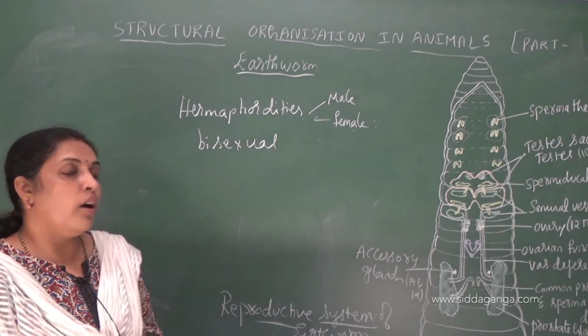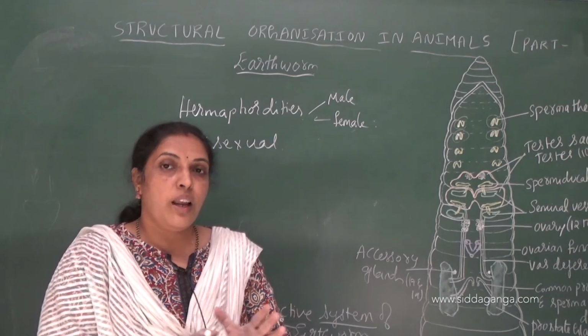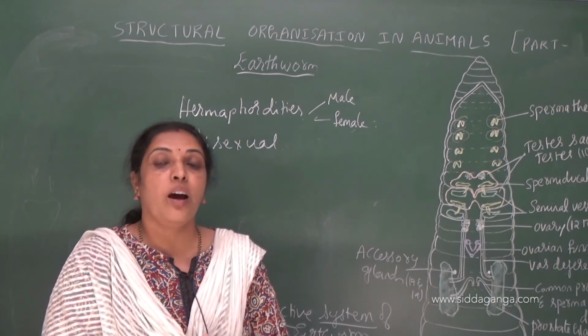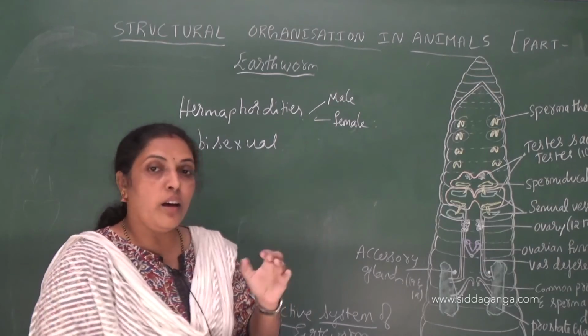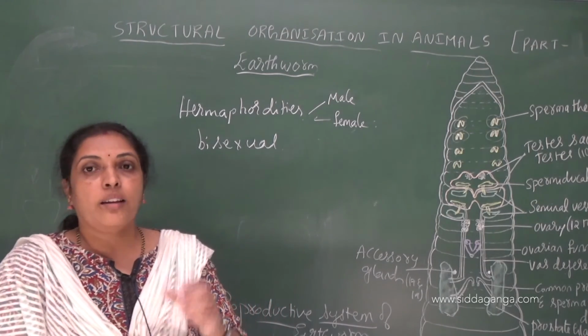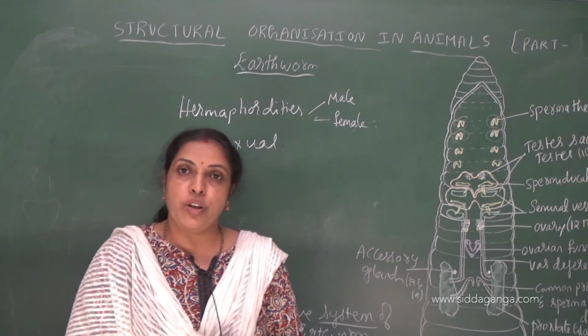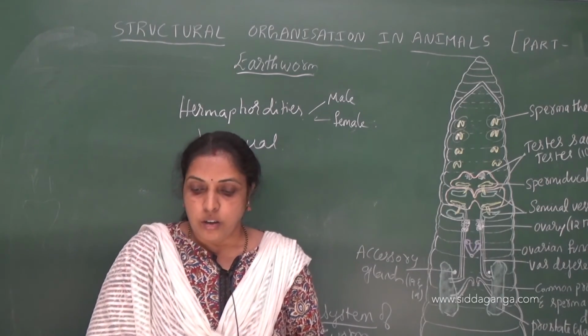So this is about earthworm. What you need to remember here is that the fertilization occurs in the cocoon and they are hermaphrodites. Understood? In the spermathecae, after the sexual act, the sperms are going to be stored, and the clitellum mainly helps in the formation of the cocoon. All these things you have to remember for your exams.